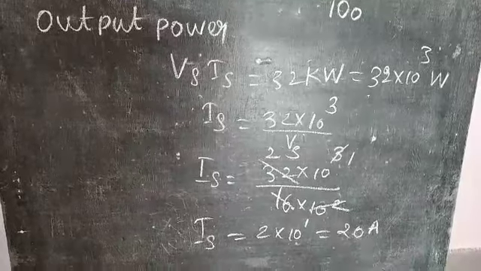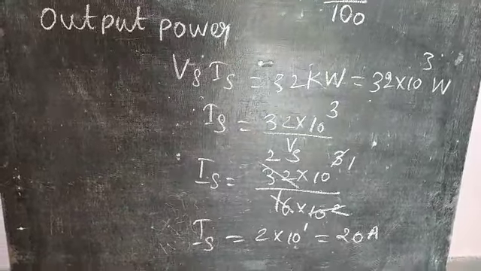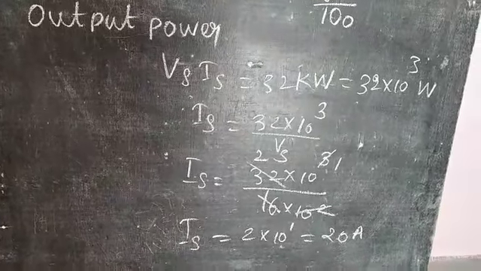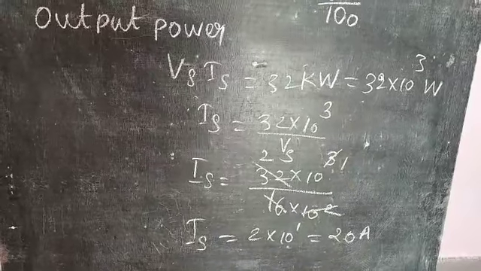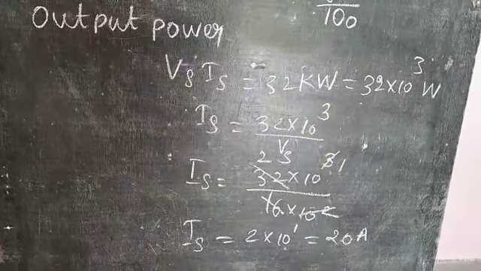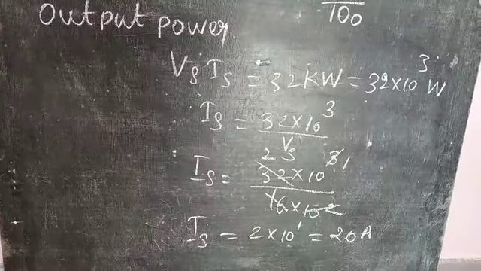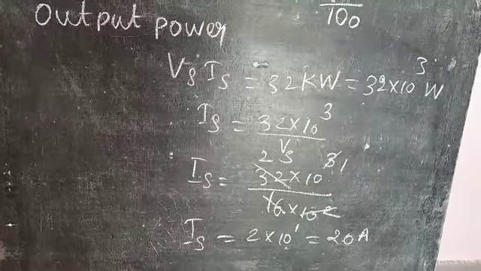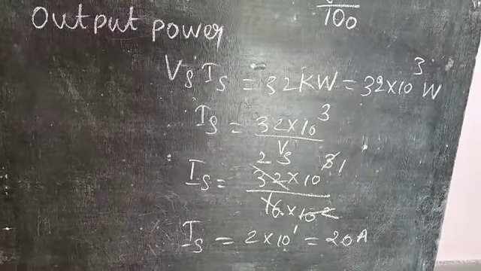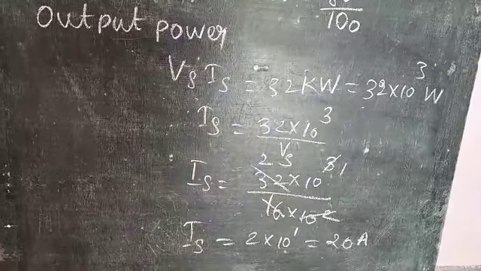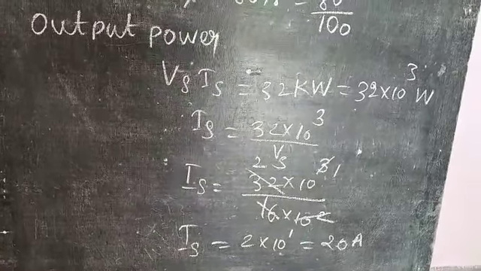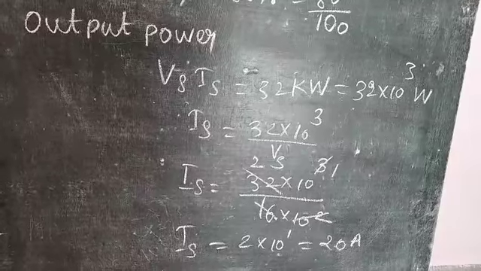Output power Vs Is equal to 32 kilowatt, 32 into 10 power 3 watt. So Is equal to 32 into 10 power 3 by Vs. So Is equal to 32 into 10 power 3 by Vs value 16 into 10 power 2. So cancel 16 table. We obtain Is equal to 2 into 10 power 1. Is equal to 20 ampere.